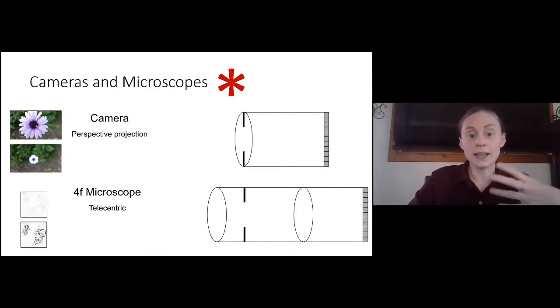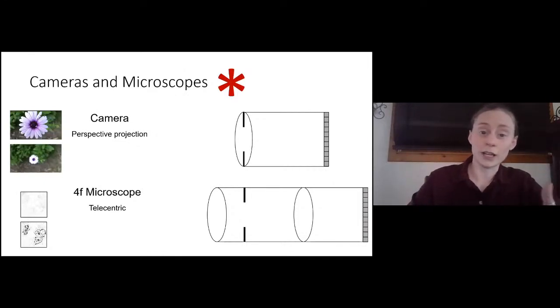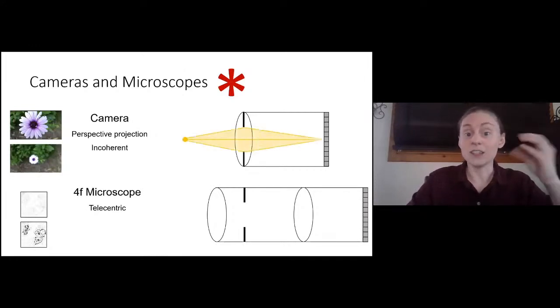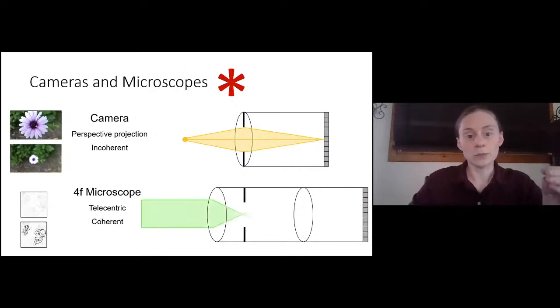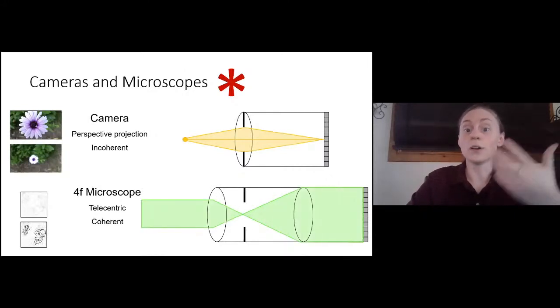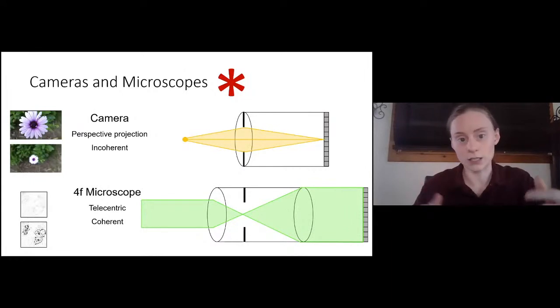Right away, we see that the camera has a perspective projection, so the apparent size of an object will change with its depth. But the microscope is telecentric, and this won't happen. We'll also assume that the camera looks at incoherent scenes where there's light propagating in all directions, while the microscope's illumination will be spatially coherent with only one direction. So that explains the differences we saw in the effects of defocus on both image size and frequency content.